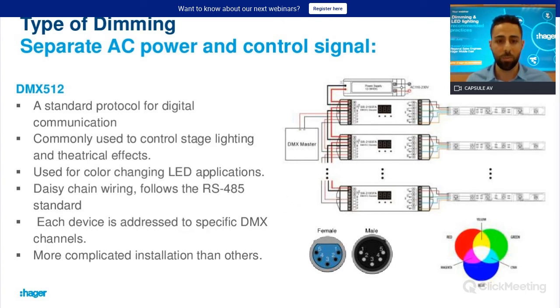And not to miss this point, each device needs to be addressed manually to a DMX channel. You need to go to every DMX driver or device, and you need to manually put the address on it.